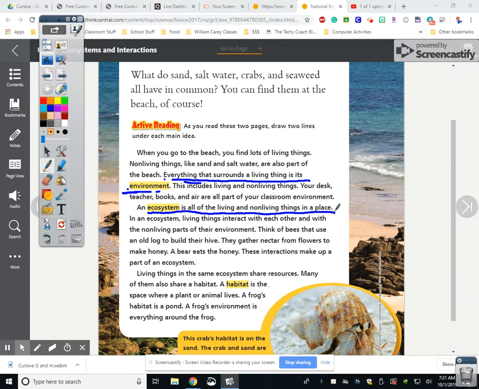Think of bees that use an old log to build their hive. They gather nectar from flowers to make honey. A bear eats the honey. These interactions make up a part of an ecosystem. Living things in the same ecosystem share resources. Many of them also share a habitat. A habitat is a space where a plant or an animal lives. A frog's habitat is a pond. A frog's environment is everything around the frog. So habitat's where they live, and environment is everything else around them.